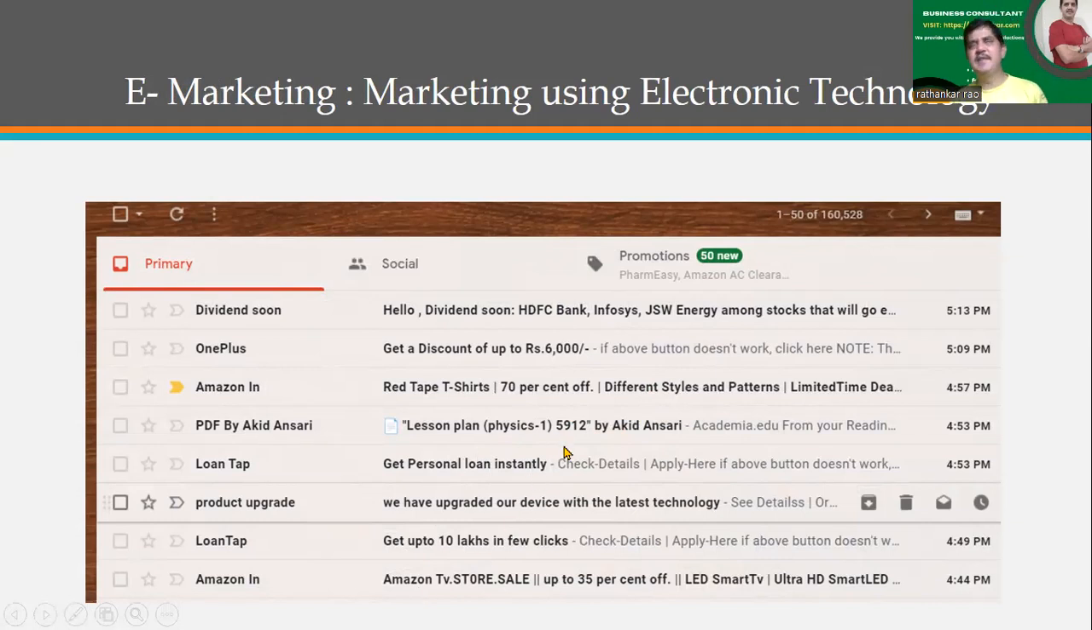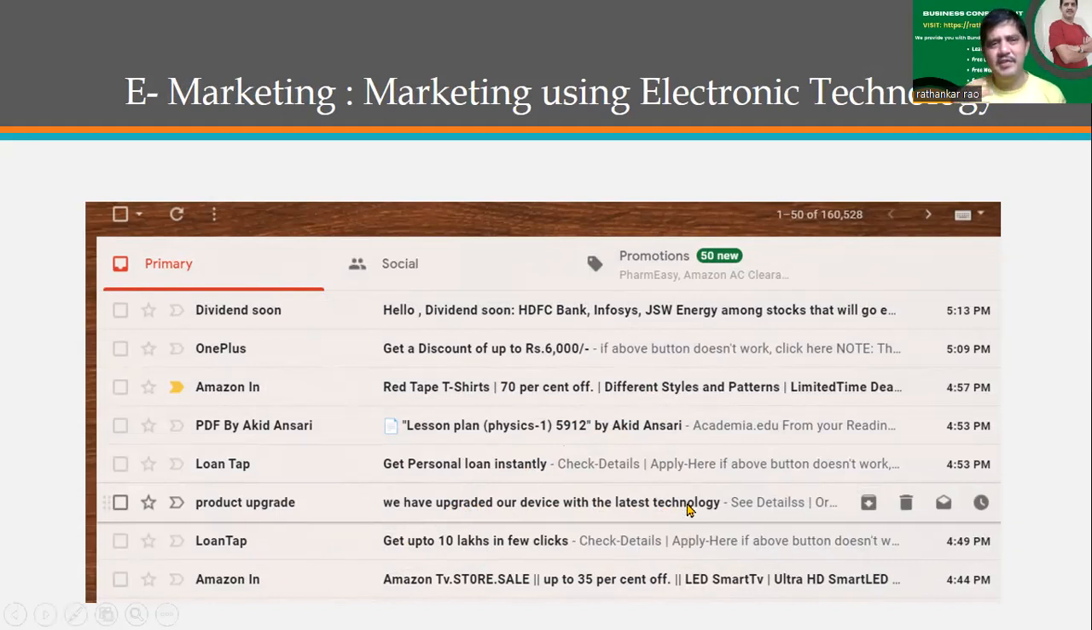You see, which means that the same ad has been sent to a large community of people. Get personal loan instantly. I am in need of money, but how does this guy know about it? I don't know, right? Okay, then product upgrade. We upgraded our product with the latest technology. I am always a techie. I keep on looking for what new upgrades we get across. So I have got this.